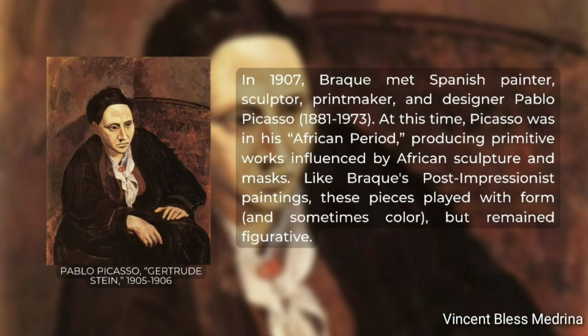In 1907, Braque met Pablo Picasso, a Spanish painter, sculptor, printmaker, and designer. At this time, Picasso was in his African period, producing primitive works influenced by African sculpture and masks. As you can see on the left side, it is an artwork created by Pablo Picasso, a portrait of Gertrude Stein. Mr. Miasco will be continuing the report. Thank you.